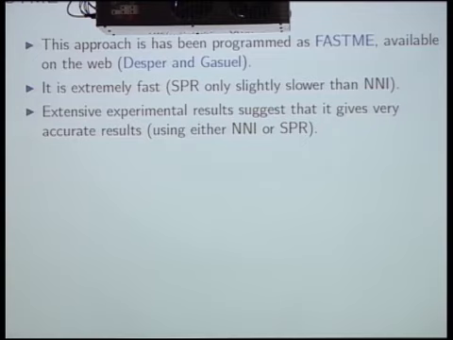So the approach has been programmed as FastME, and it's available on the web. It's very fast. I'd like to make the point that SPR is still very fast, even though more commonly NNI is used. I think they are both available on the web. Certainly NNI is available. They're both available. I'm getting a nod back there.